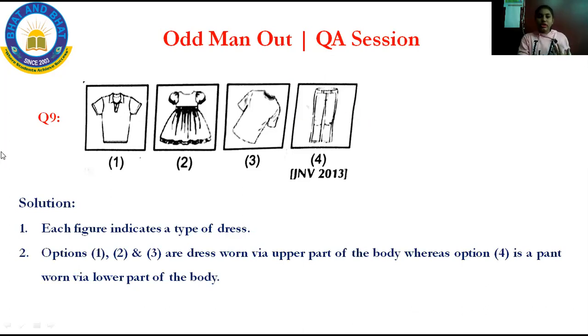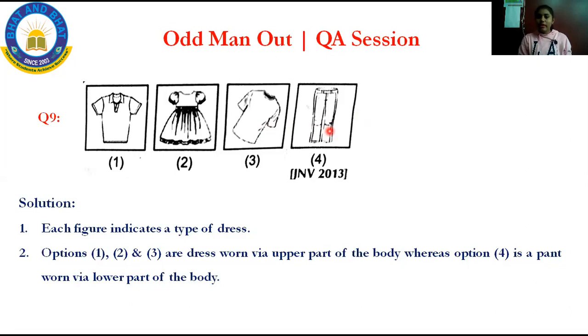See, a t-shirt will be worn on the upper part of the body. Frock, even girls will wear the frock on the upper body. And then again some shirt. It is also worn on the upper part of the body. Pant will be worn on the lower part of the body. That's all. Now what is the correct option? Easily you can identify.